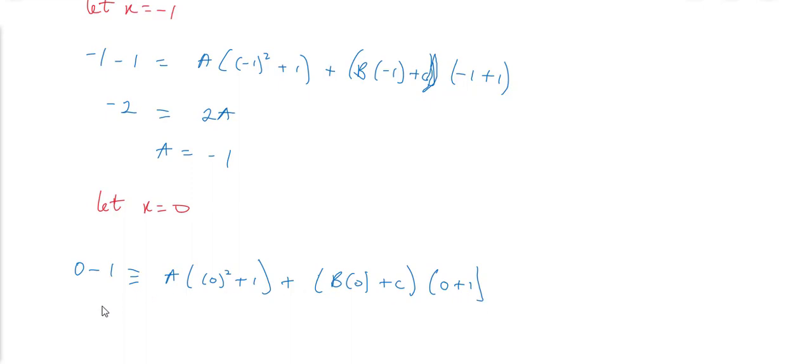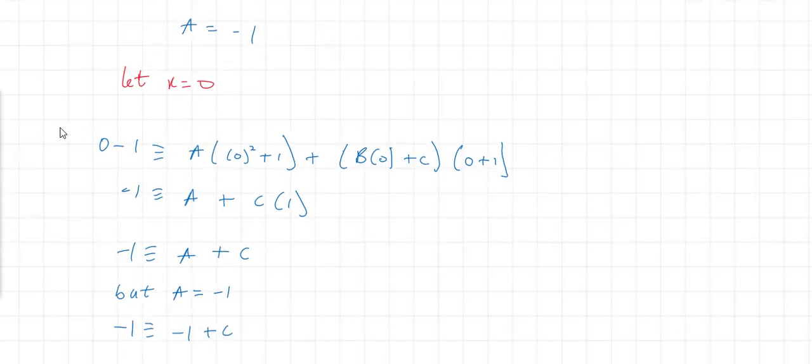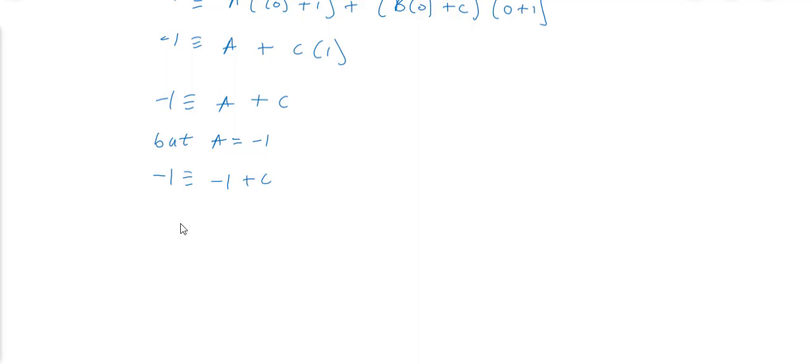Now -1 is identical to a plus b goes to 0, c multiplying 1, since 0 plus 1 is 1. This simplifies to -1 is identical to a plus c. Remember, we solved for a and a is equal to -1. Substituting, -1 is identical to -1 plus c. Transposing the -1 to the other side, c is equal to 0. So far we have solved for two variables, a and c.